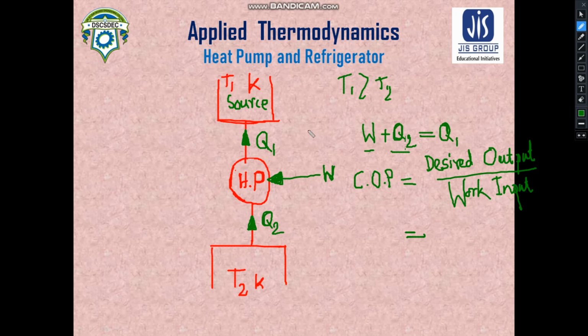temperature heat. That means we are concerned about this Q1. In that case, the device will be called a heat pump. And when we are concerned about this low temperature heat, this is your low temperature heat, then this device will be called a refrigerator. Okay, so a heat pump is called when we are concerned about the high temperature heat.